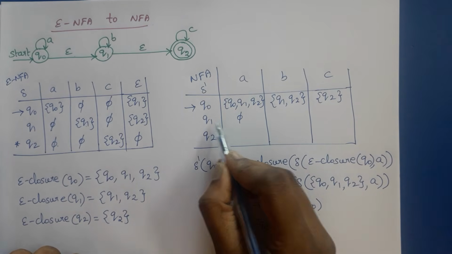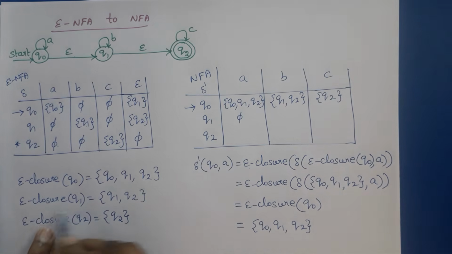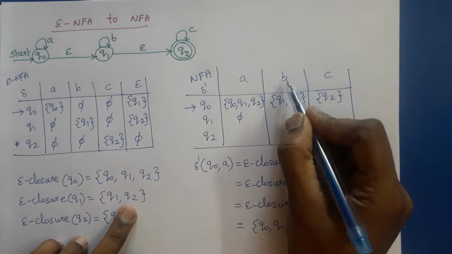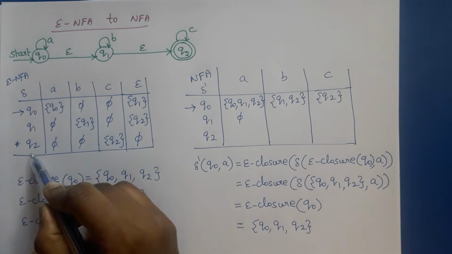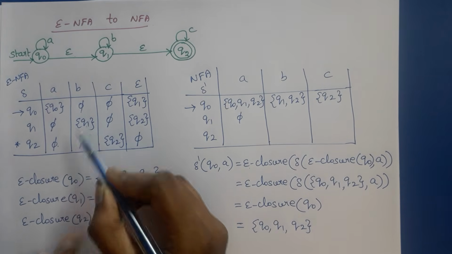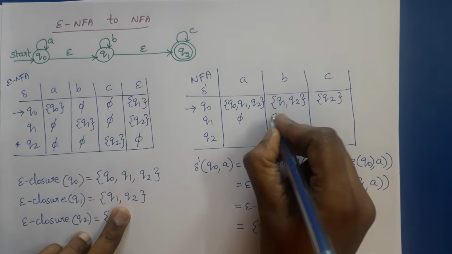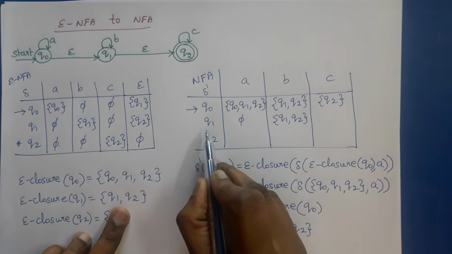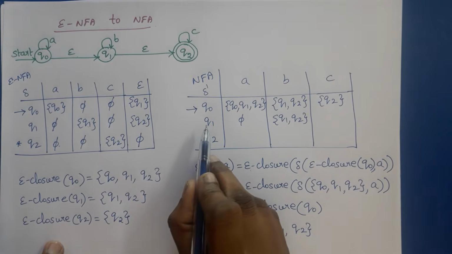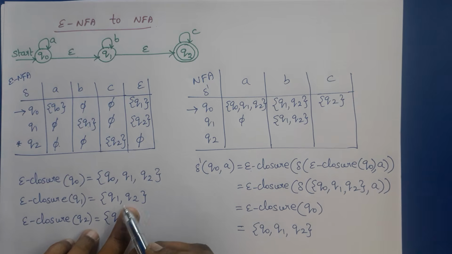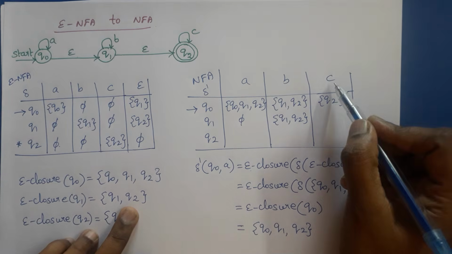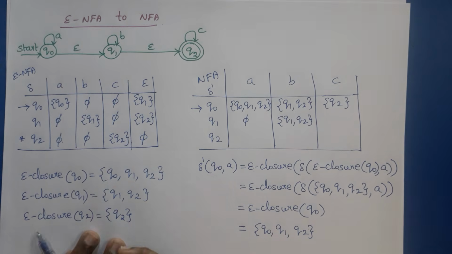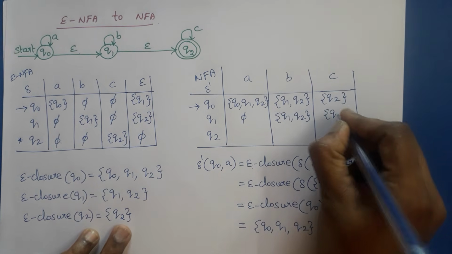Then Q1 and B. Delta dash of Q1 and B means first we have to find epsilon closure of Q1, so Q1, Q2. Then Q1, Q2 and B, so Q1 B union Q2 B, that is Q1. Then epsilon closure of Q1 is Q1, Q2. Then to find delta dash of Q1 comma C, first we need epsilon closure of Q1, that is Q1, Q2. Then Q1 C union Q2 C is Q2. Then epsilon closure of Q2 is Q2.